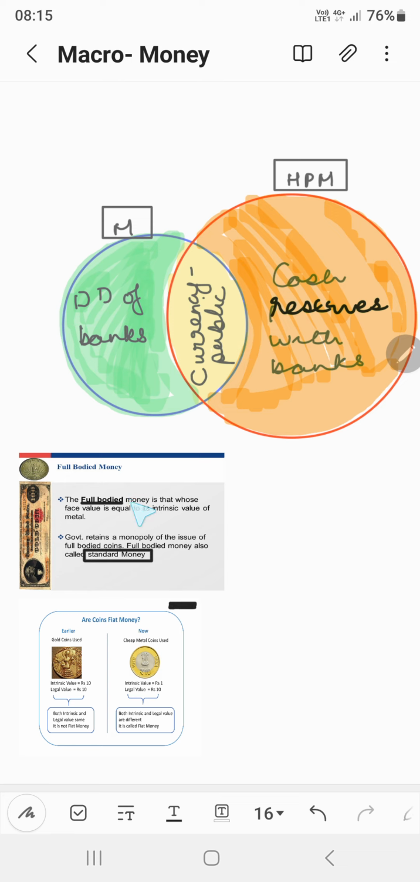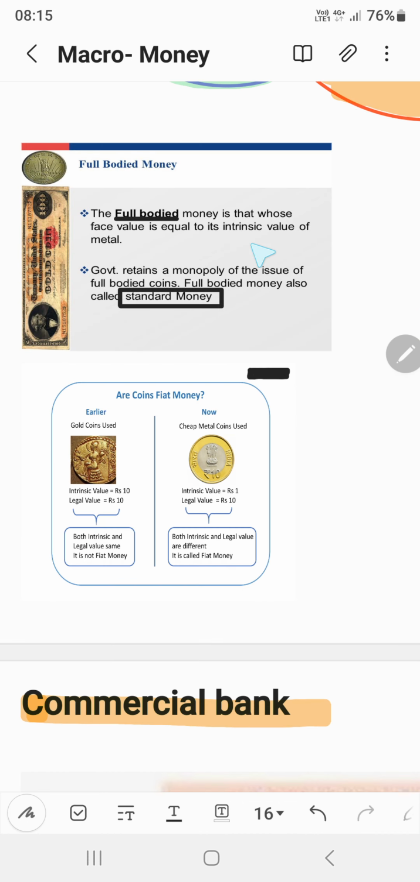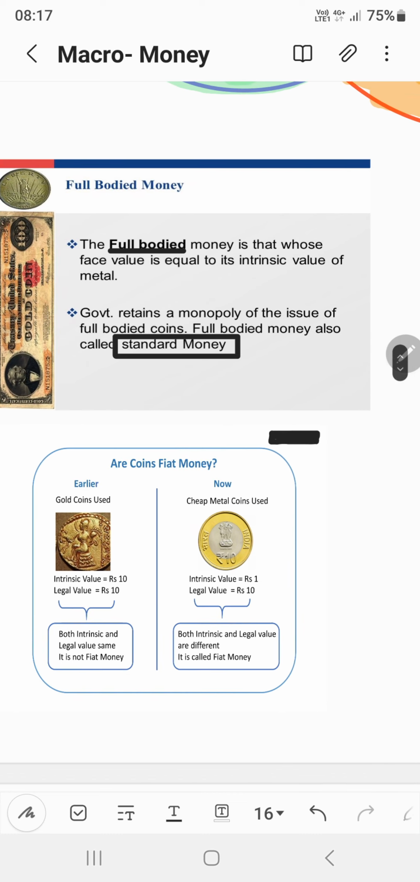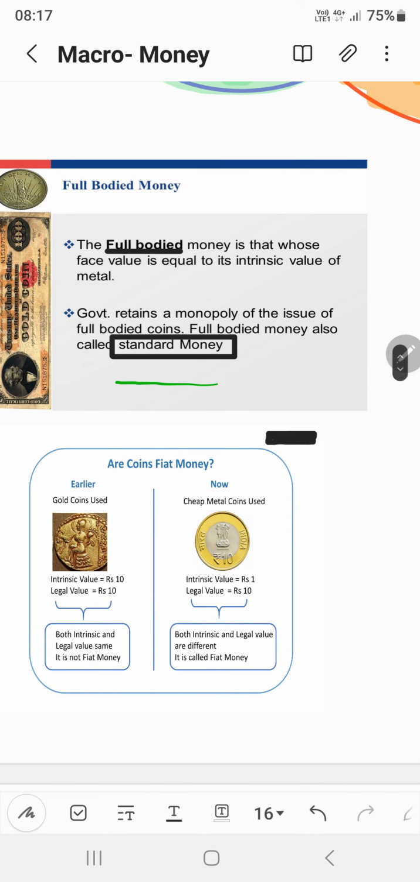The last one is, what is full bodied money? Full bodied money means the face value and intrinsic value of the metal. Okay, so the face value of the metal, meaning, in simple terms, face value of a currency can be termed in terms of its legal value. Suppose you have a 1 rupee note over here. The face value of this rupee 1 note is rupee 1.